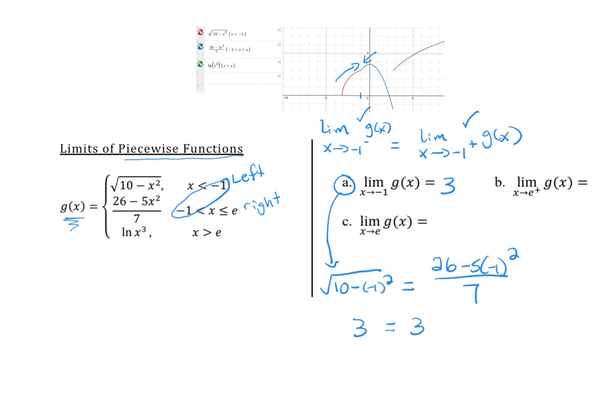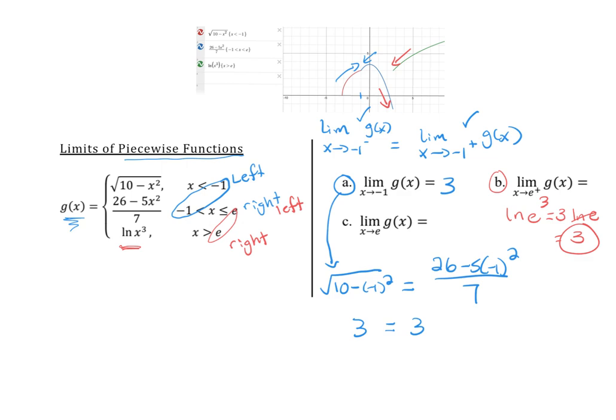Okay, so now B is asking you the limit as x approaches e from the right. So notice how these both have e, but now this is right and this is left. From the right, from the left. So from the right is this function. So we're just plugging in e into that last function. So ln of e to the third. Property of logarithms, you can bring the power down in front, 3 times ln of e, and that equals 1, and 3 times 1 is 3.